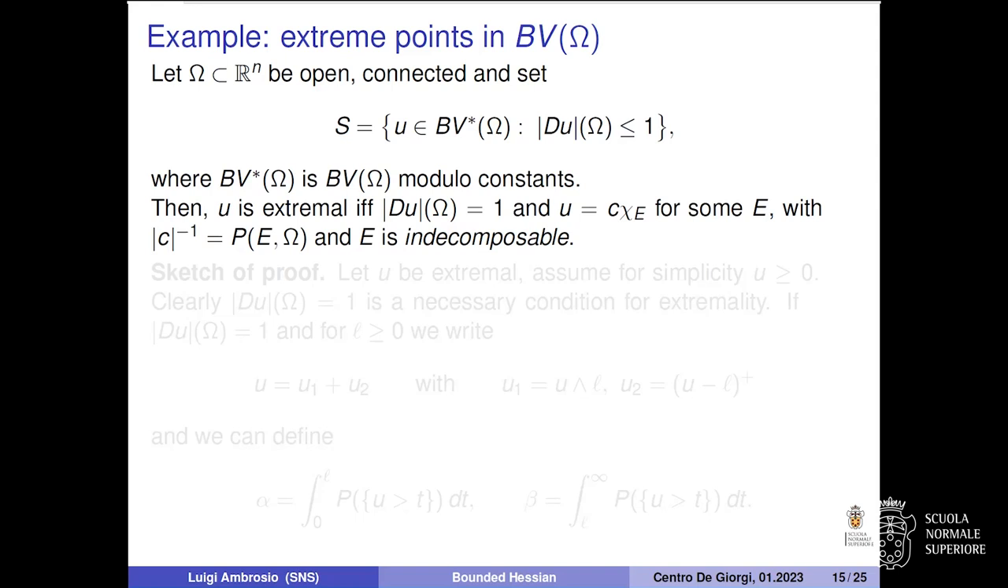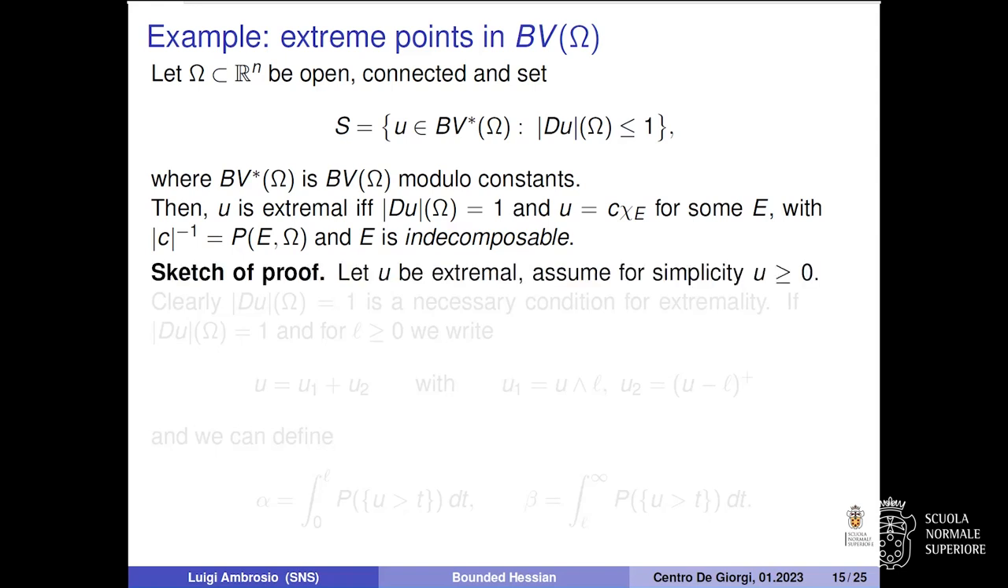And then it is not difficult to show that U is extremal if and only if, of course, you should be on the sphere. It is extremal for the ball if you are on the sphere, but not only. U should be a constant multiple of a characteristic function. Of course, the constant is related to the perimeter of E, but also the set E should be, in some measure theoretic sense that I will specify, connected. So roughly speaking, the extreme points of S are constant multiples of characteristic functions of connected sets.